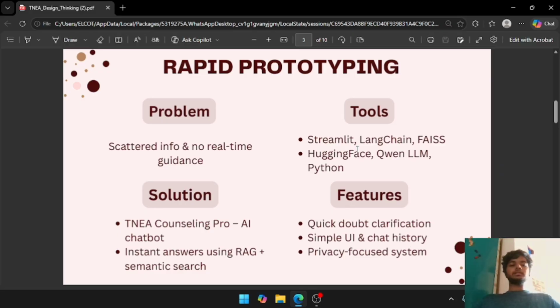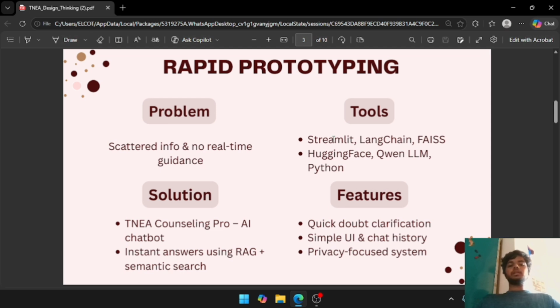My name is Raj. I'm going to explain about rapid prototyping. After identifying the problem, we move to the rapid prototyping stage of the design thinking process. In rapid prototyping, we create a prototype that can be used by the users and that can be tested with user feedback. Now I will explain about the tools used in our prototype.